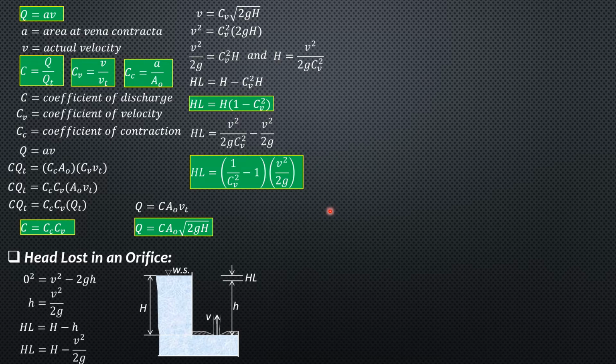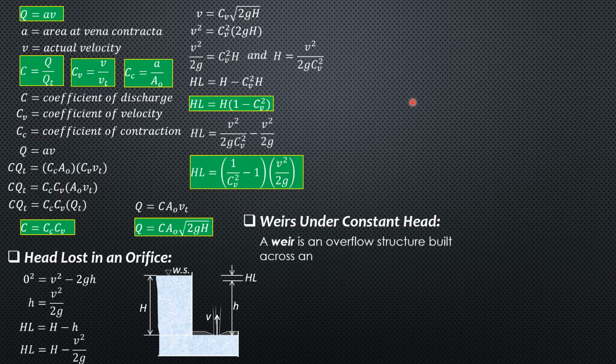So next, we proceed to these important formulas. Weirs under constant head. We define a weir as a hydraulic structure, an overflow structure, built across an open channel for the purpose of measuring the flow rate or the discharge.